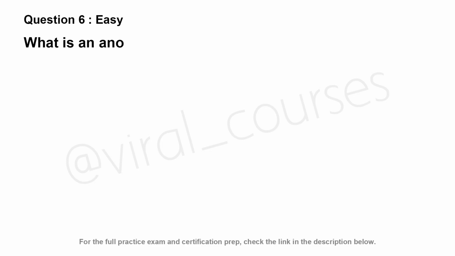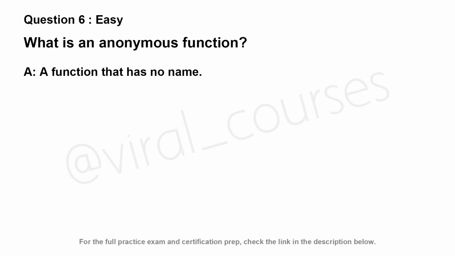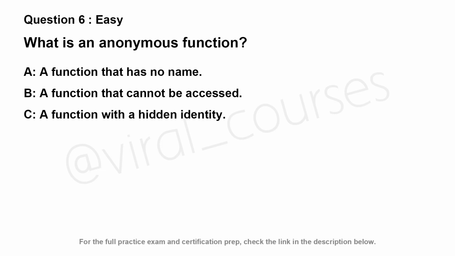What is an anonymous function? Option A. A function that has no name. Option B. A function that cannot be accessed. Option C. A function with a hidden identity. Option D. A function that runs only once.